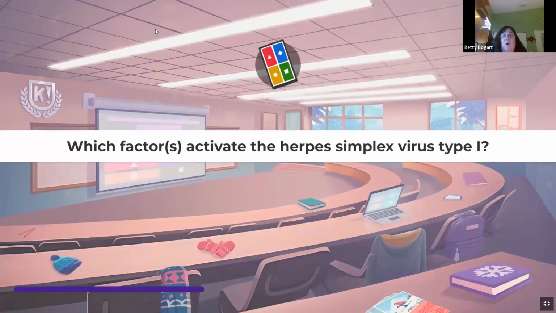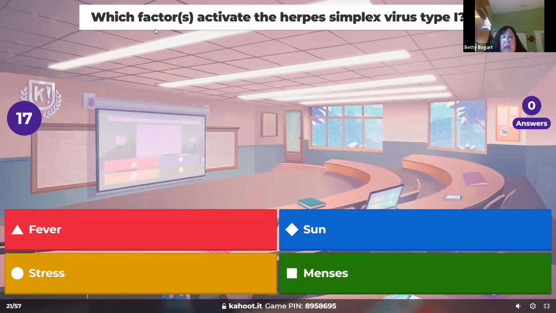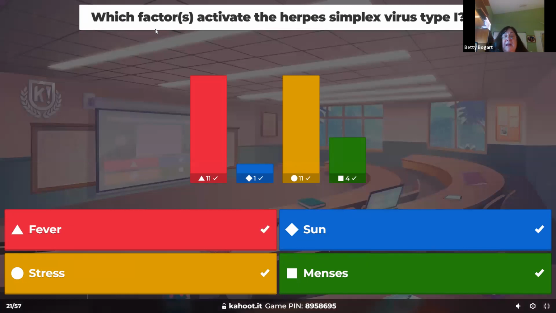Another multi. Which factors activate the herpes simplex virus type 1? You know, I call that the cold sore on the lip, right? Anything. So fevers can cause it. Being out in the sun can cause that herpes to come out. Stress, that affects everything. That affects hormones, which is also the menses. So it is all of them.